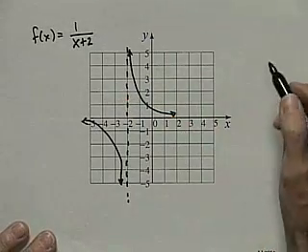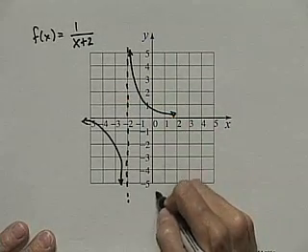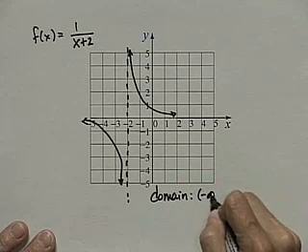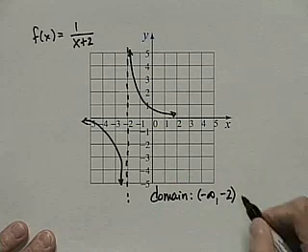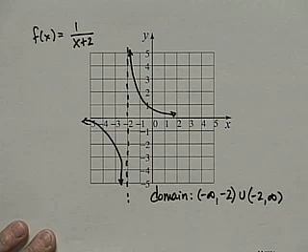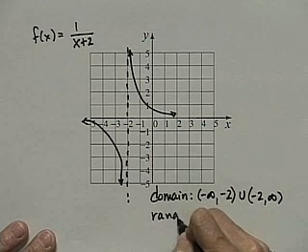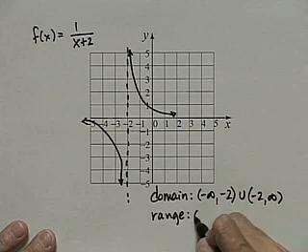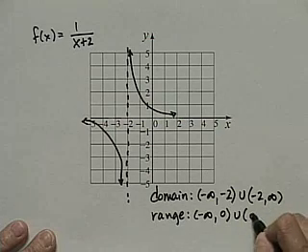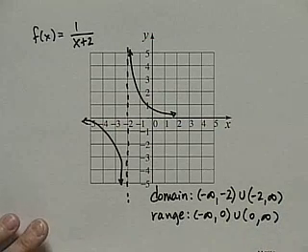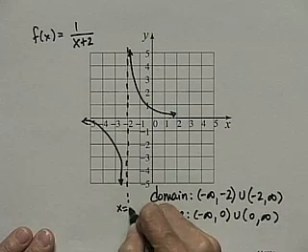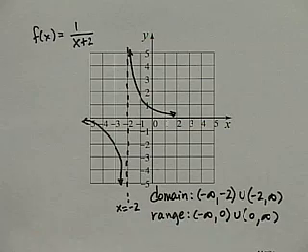And let's write down the function's domain and range. The domain of the function is going to be from negative infinity to negative 2, not including negative 2, union the interval negative 2 to positive infinity. The range of the function is going to be from negative infinity to 0, not including 0, union the interval 0 to positive infinity. And I should indicate that this vertical asymptote is the line x equal negative 2.